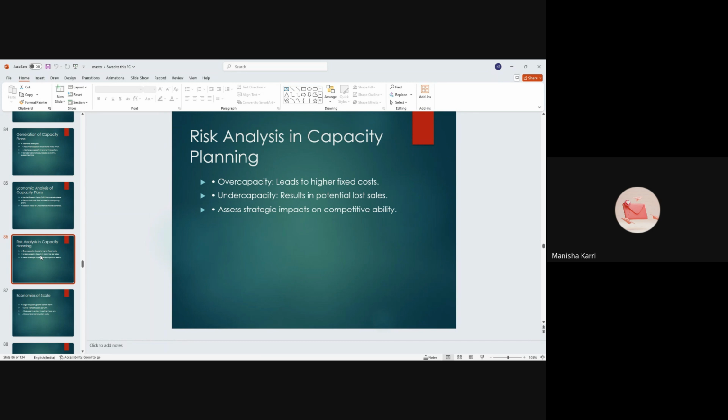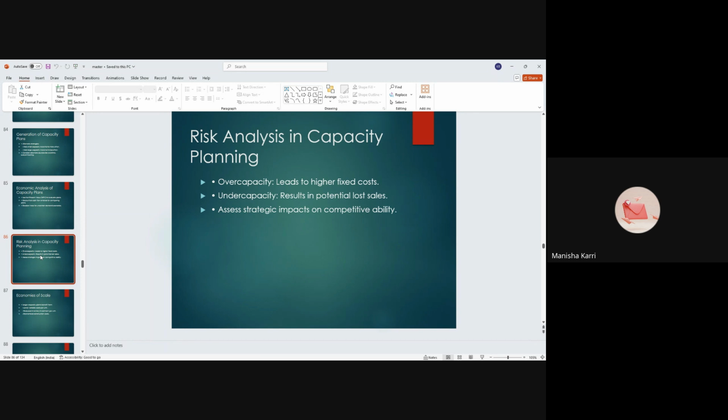And the next risk analysis is strategic impacts on competitiveness. Capacity planning impacts a company's ability to compete efficiently. If a company has too much or too little capacity, it can affect customer satisfaction, pricing, or market position. Take a best example. Let's say two tech companies, Company A and Company B, are competing. Company A has enough capacity to quickly meet rising demand for its new gadgets, giving it an advantage in terms of market share and customer satisfaction. However, Company B struggles with undercapacity, leading to delays and backorders. So customers start to favor Company A, improving its competitive position, while Company B risks losing market relevance.